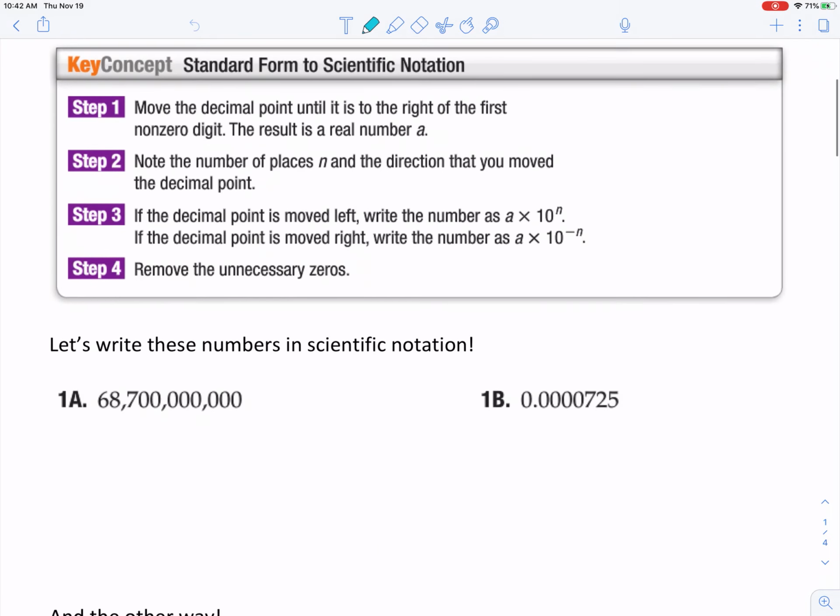Basically, a number is in scientific notation if there is only one non-zero number on the left side of the decimal, and then you put the times 10 to the whatever exponent. Let's just do an example.